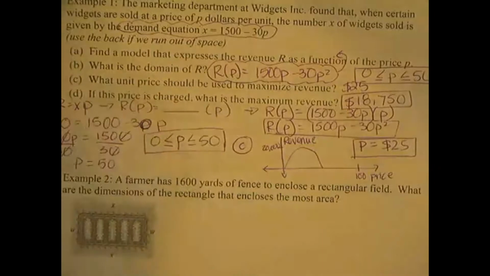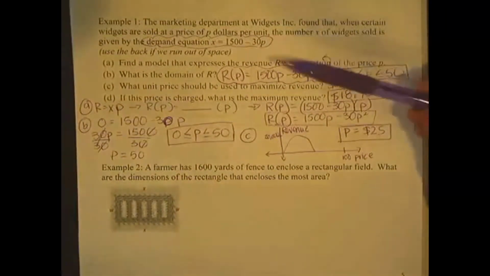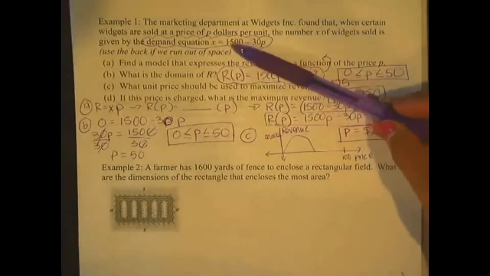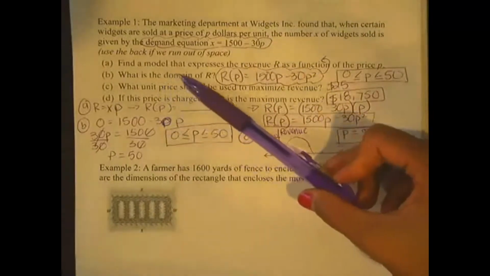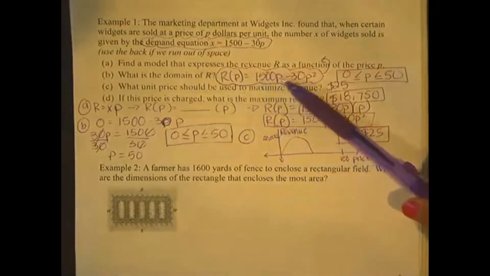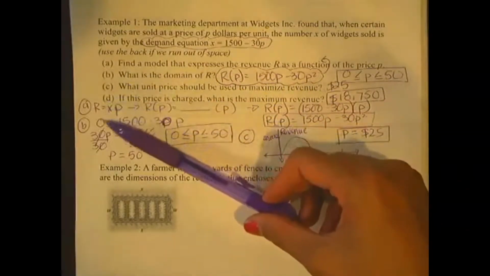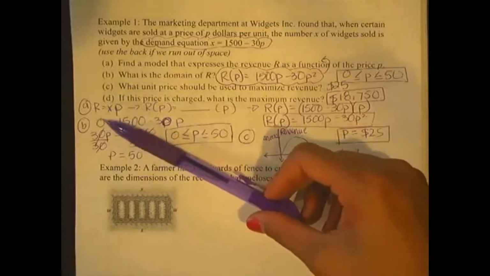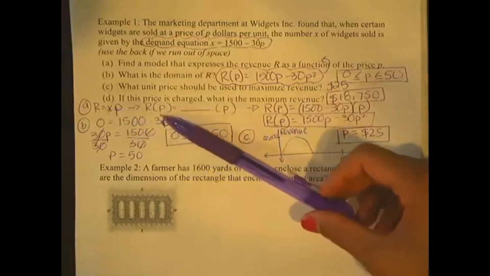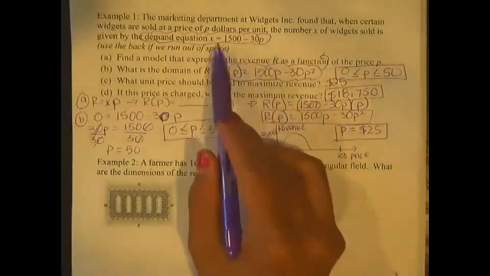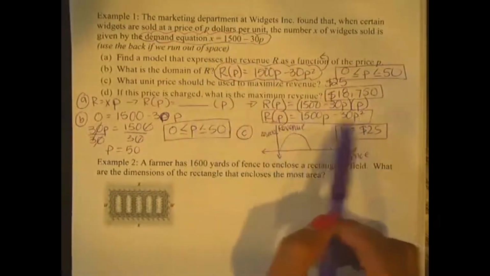There you go. Let's recap. You are given a demand equation, x equals 1500 minus 30p. The first part was asking you to find the model that expresses the revenue R as a function of the price p. You need to memorize the revenue equation. I'm going to take out the x because I need to write it all in terms of p. But x is equal to 1500 minus 30p. Take that, FOIL that out. This is what you have.